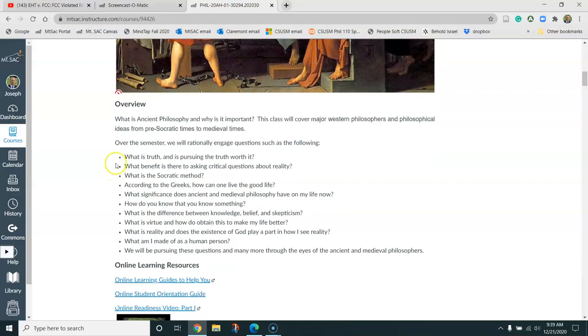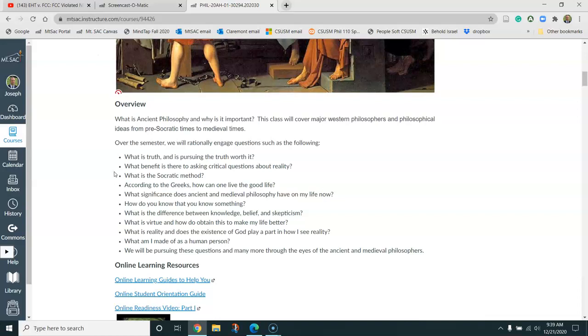So, overview. What is ancient philosophy? Why is it important over the semester? And these are a bunch of questions that will be thrown at you, whether I throw them at you or the text does. So let me go over a few. What is truth, and is it worth it? Is pursuing the truth worth it?